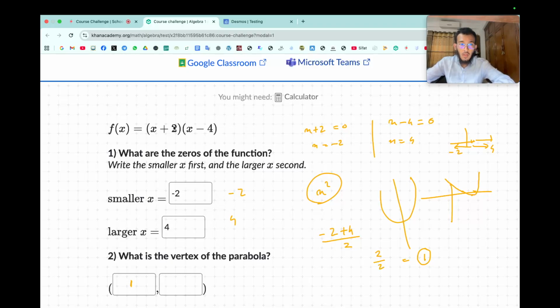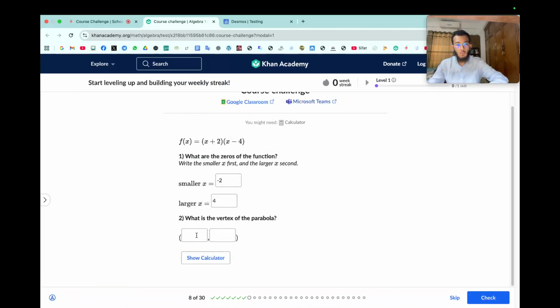But what about the y? Let's plug in 1. So 1 plus 2 is 3, multiplied by 1 minus 4, which is -3. So 3 times -3 is -9. So the vertex is (1, -9).